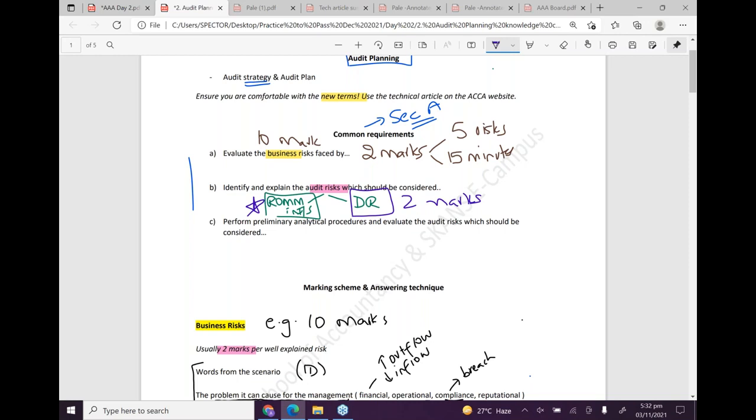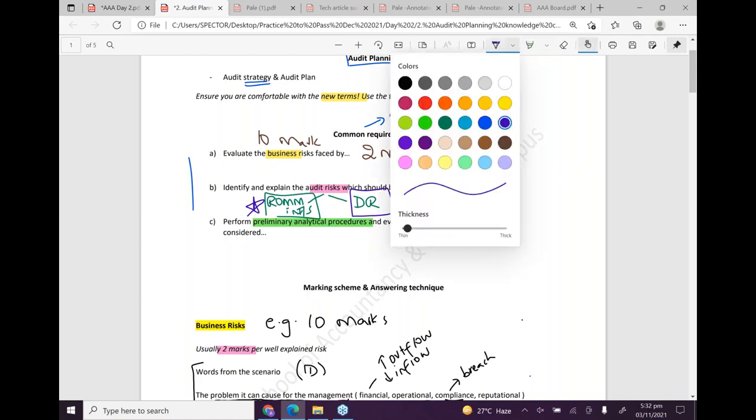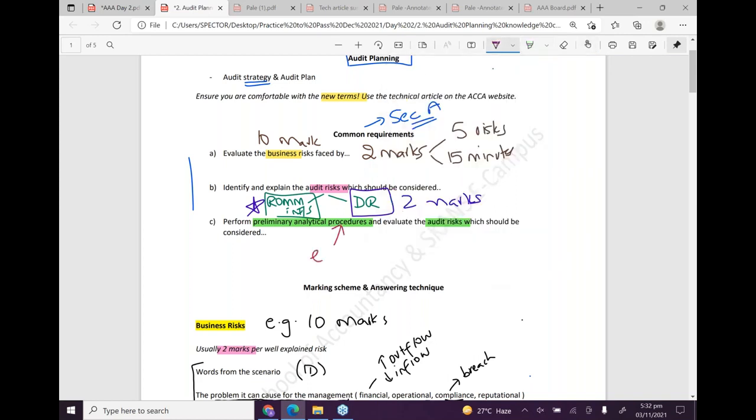Sometimes, and she hasn't done this for a very long time, but it's still a part of your syllabus, she would give you longer financial statements, but the requirement would be you need to evaluate audit risk, same as B above, but you get additional marks for preliminary analytical procedures. So these are basically extra marks if she asks you to perform preliminary analytical procedures.